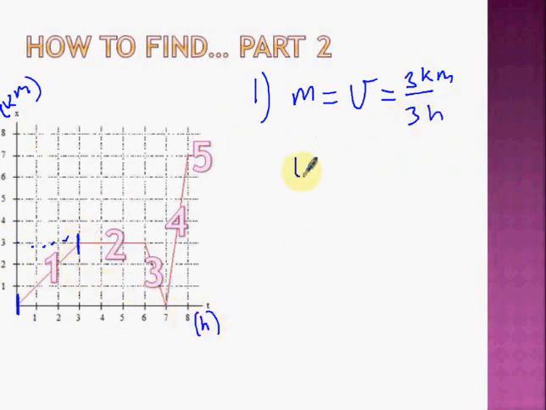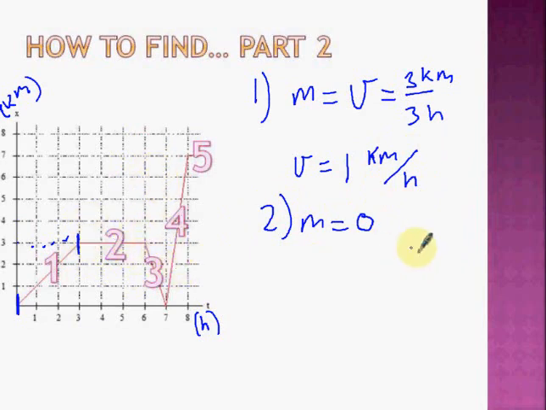So the velocity for number 1 will equal 1 kilometer per hour, which are units for driving that we typically use in Europe. For number 2, same principle, except we don't rise at all. And you should know that the slope of a horizontal line should be 0. A vertical line would have given us undefined, but for a horizontal line it's 0.